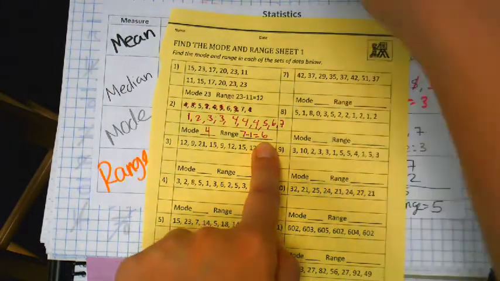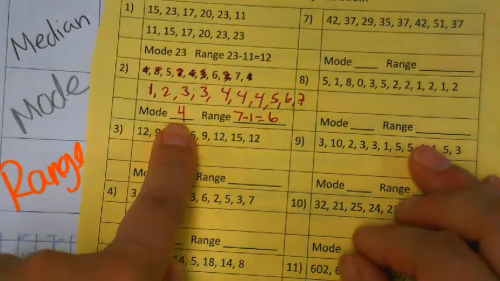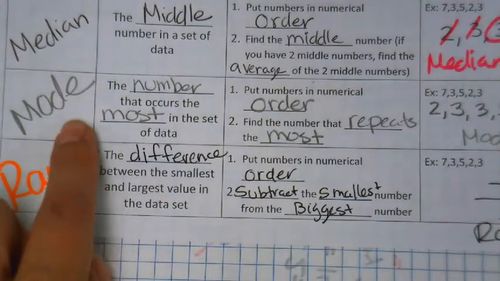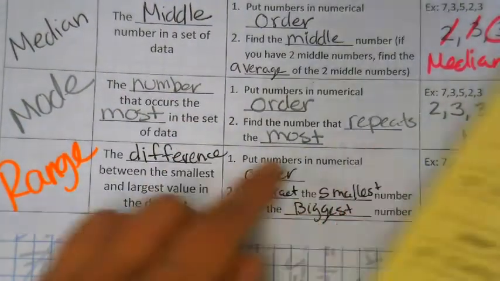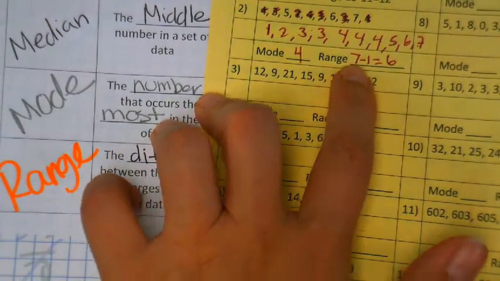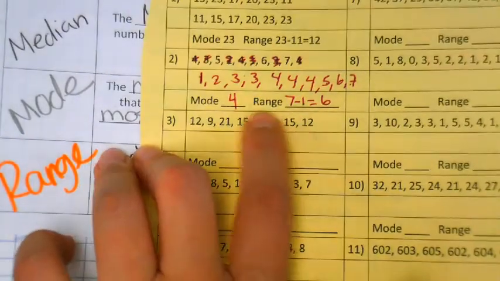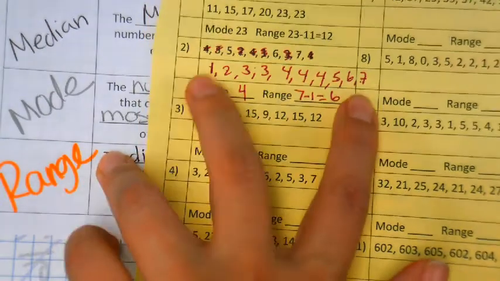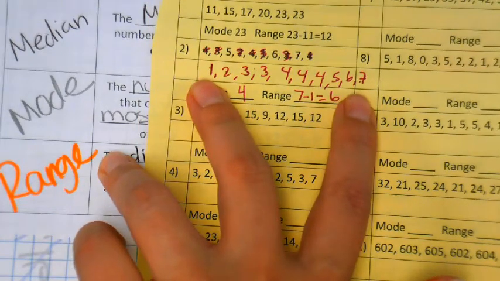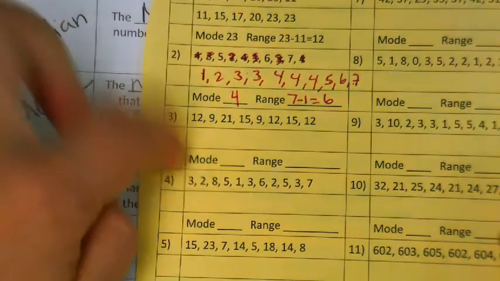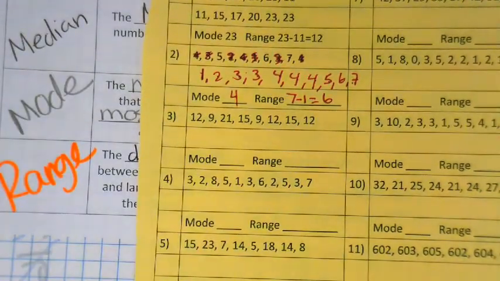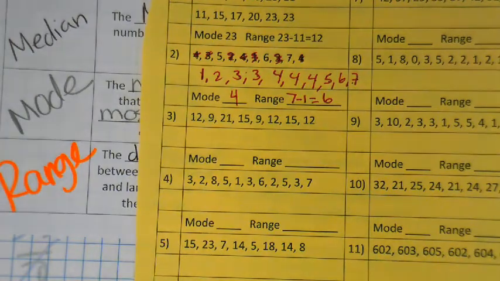Okay? So for this one, it's the one that repeats the most. And you can have your notes out. The number that occurs the most, right? Repeats the most. And then range, you have to take the big number minus the small number. And since you put them in order, it's really easy to see which one's your big number, which one's your small number. All right, can we go straight down? So can you do number 3? Can you put them in order? We're probably not going to do the whole page.